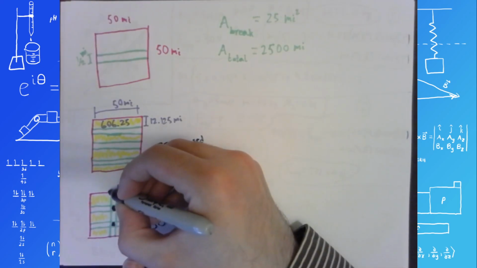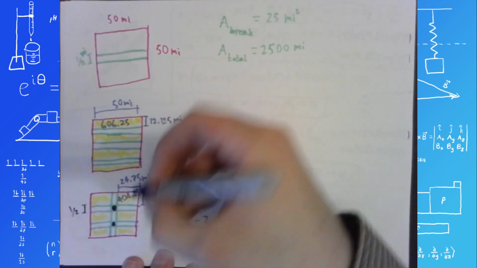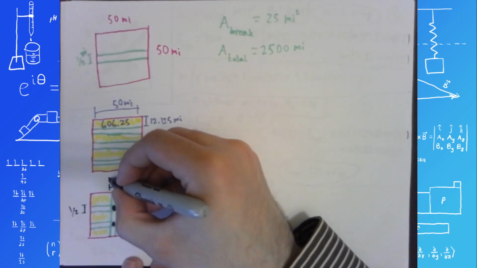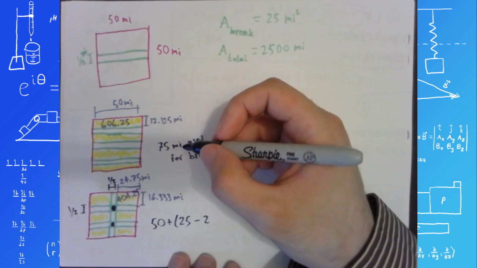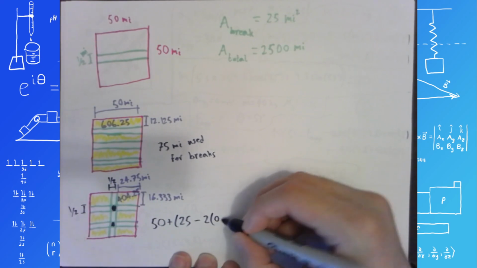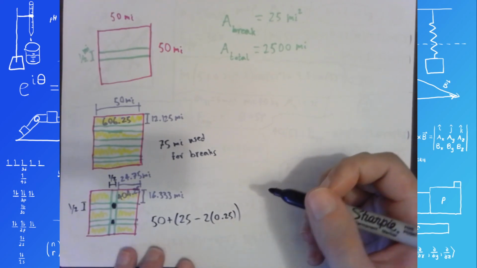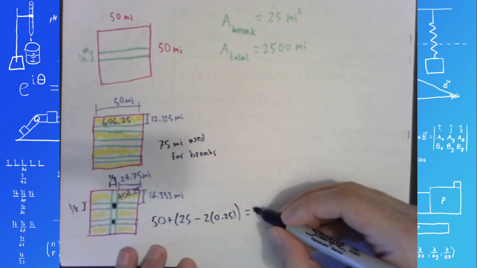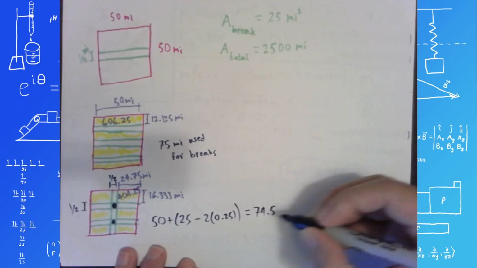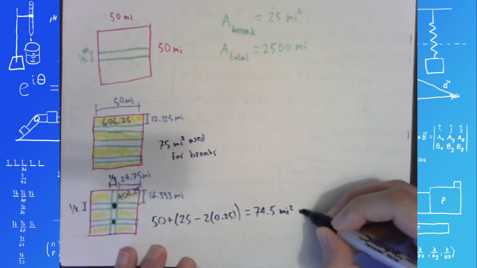It's going to be 25 minus 2 times, how much is that overlap area? Well, if these things are half a mile wide, if I know this is 1/2 of a mile, and I know this is also 1/2 of a mile, then I know these overlap squares are 1/2 times 1/2 is 1/4 of a square mile each. So each of those is 0.25 square miles. So that's 25 minus 1/2 is 24.5. So 50 plus 24.5 is 74.5 square miles used for fire brakes.